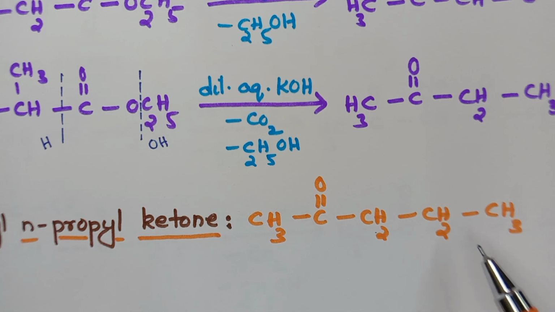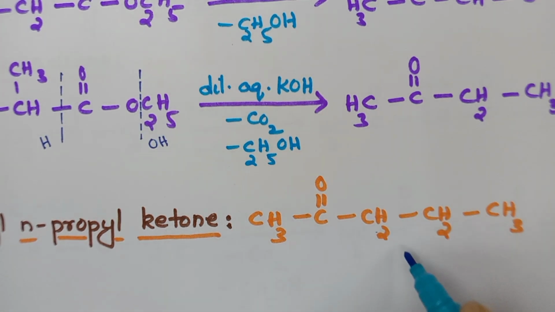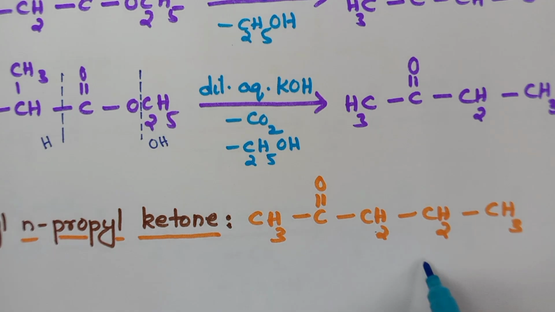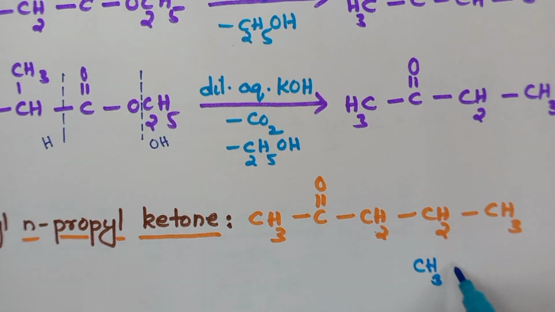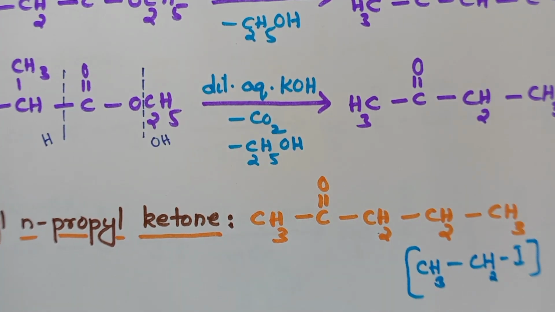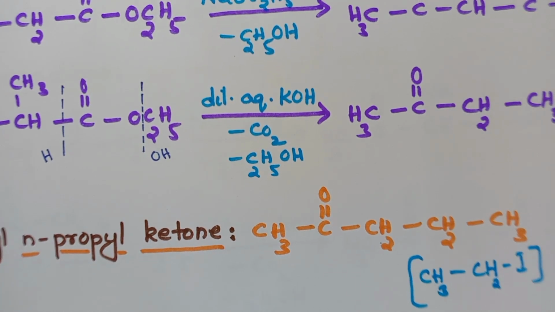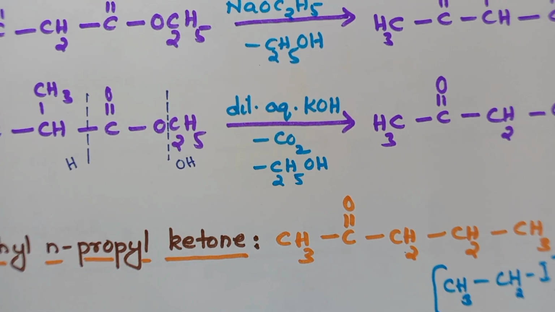CH3CH2I, that is ethyl iodide. Write down, students, that one. Ethyl iodide. Just I am giving you a hint over here. CH3CH2I. Okay. So that is the reagent which you have to add after adding NaOC2H5. Okay. So this is about acetone, ethyl methyl ketone and methyl and propyl ketone.